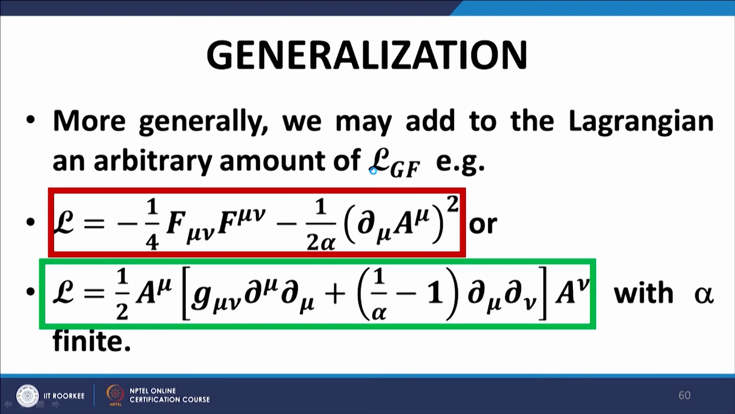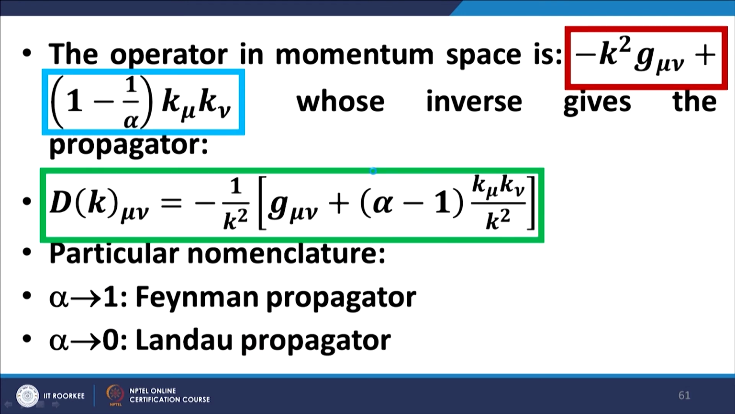Instead of having Lorentz gauge fixing, we can have a scalar coefficient attached to it, and we can write the Lagrangian in a generalized form, which is given in the red box here, and which gives us the expression equivalent to the expression given in the green box here, where alpha is a finite expression. The corresponding expression in the operator in momentum space is the expression that is given in the red and blue box here, and the inverse is given by the expression given in the green box here.